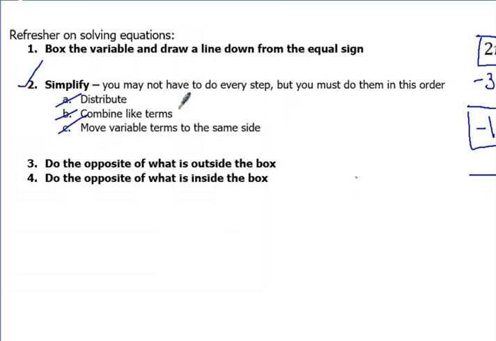And then do the opposite of what is inside the box. So I still have my m in a box. Inside, I have negative 1 times m, so I'm going to divide by negative 1 on both sides. And that gives me m equals 43.